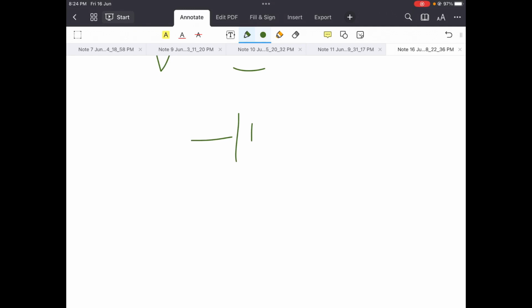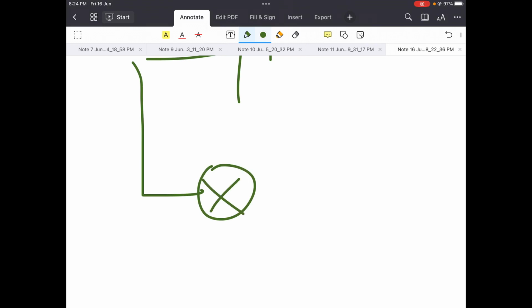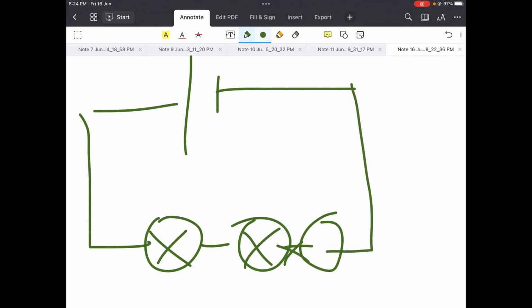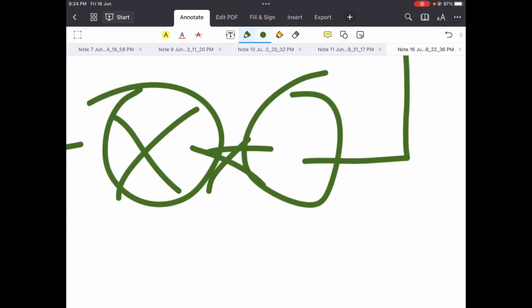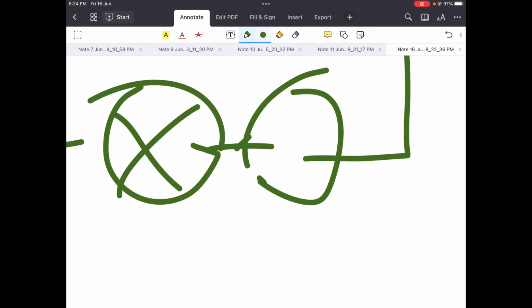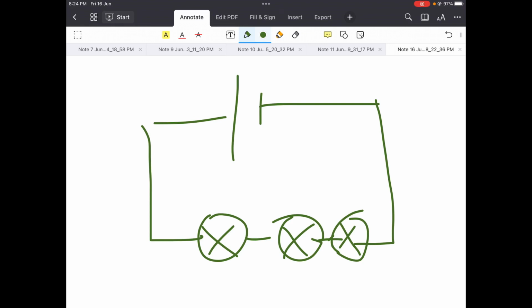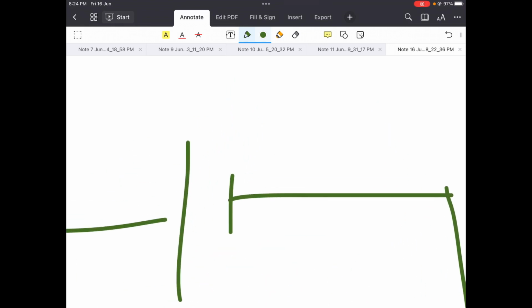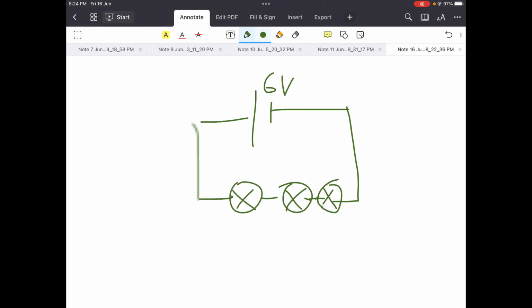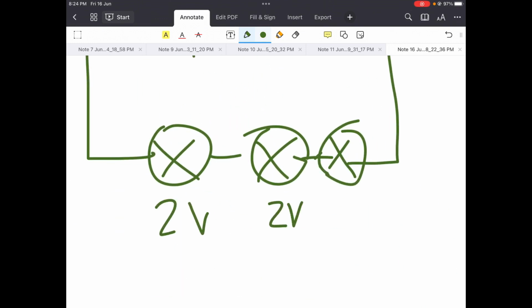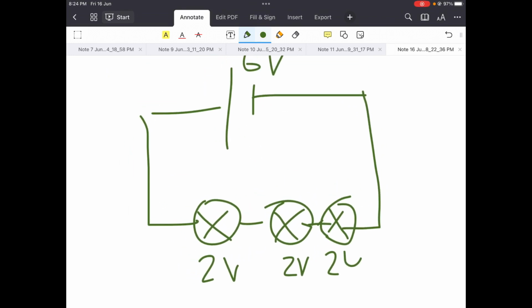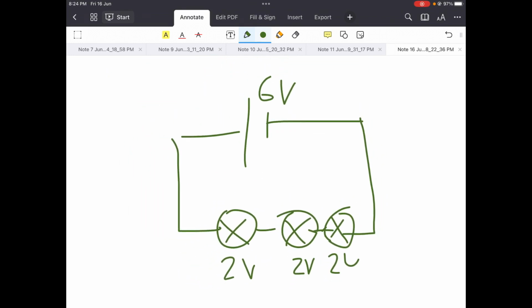Let's say you have a cell and 3 filament lamps. Okay, and you know from the previous video that voltage is split between these components. And if voltage is split, let's just say for simplicity again, we have 6 volts and this gets 2 volts, 2 volts, 2 volts, assuming that all of these filament lamps are identical, so they have the same resistance.